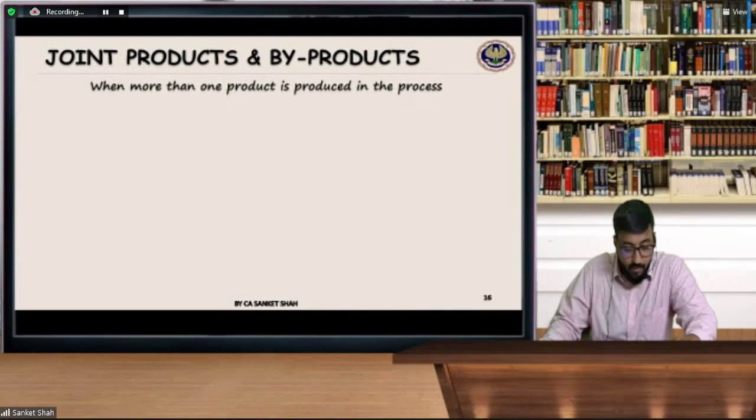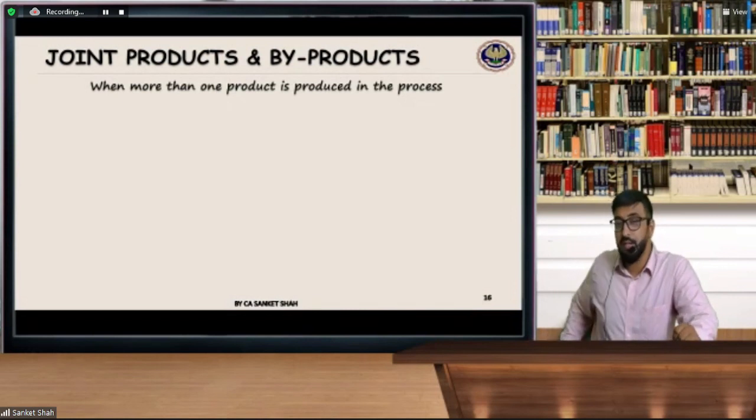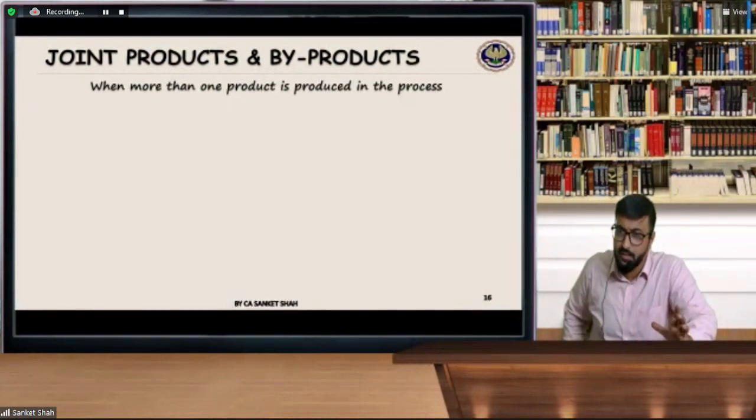So yes, out of that, what do you think, which method is used in Accounting Standard 2? All 5 methods? No, not that way. Accounting Standard 2 talks about only one method, and can you guess that method? Yes, out of these 7 methods.